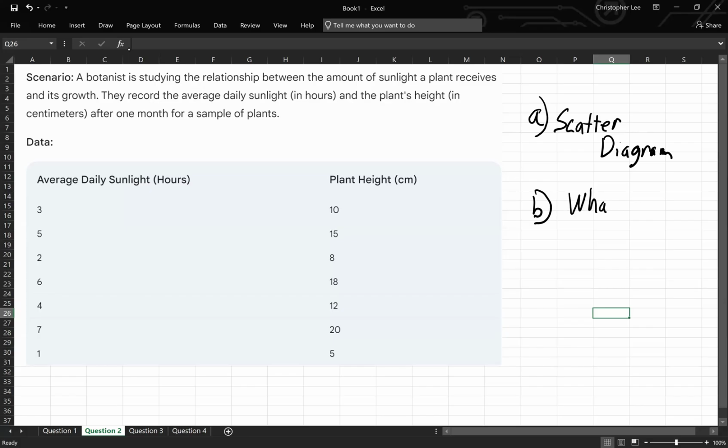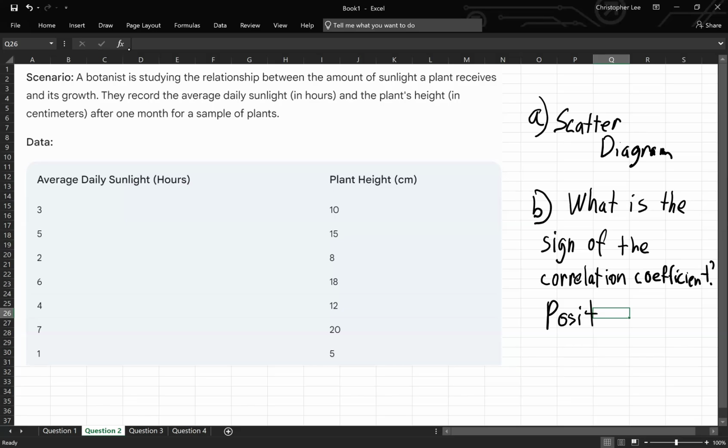So what is the sign of the correlation coefficient? Specifically, all I'm looking for, positive or negative. That's specifically what I'm looking for, right? And then in part C, the third thing I want you to do, just interpret your answer. That's it. All right, give you guys a minute to do that.